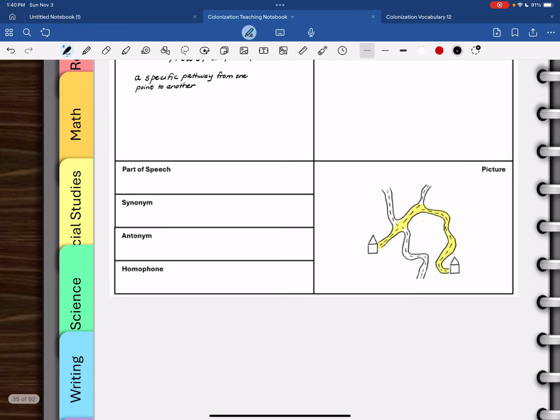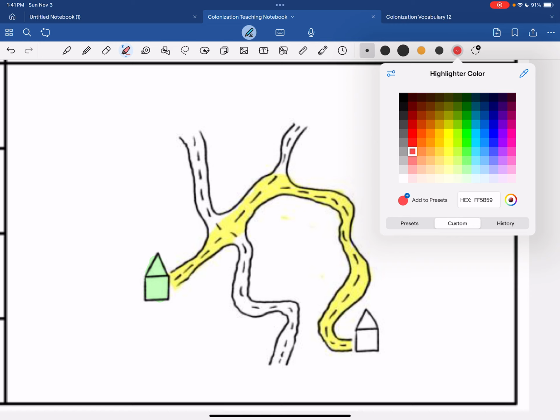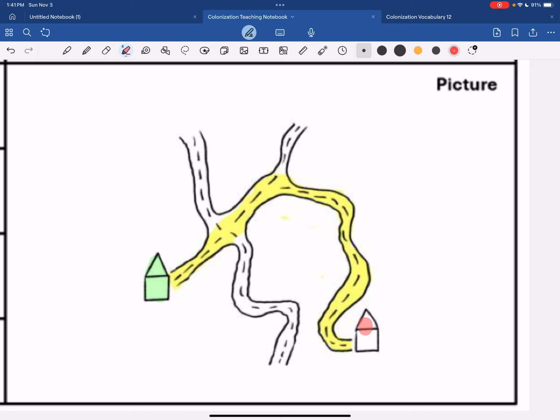And let's take a look at our picture. This will help us tremendously. I am going to color my pictures a little bit so that if I just say house, you're not going to know which house I'm talking about. So let's do red and green. Here we go. So we have a red house and a green house, and the area between them in yellow is the route. So the route or the route is this yellow part.